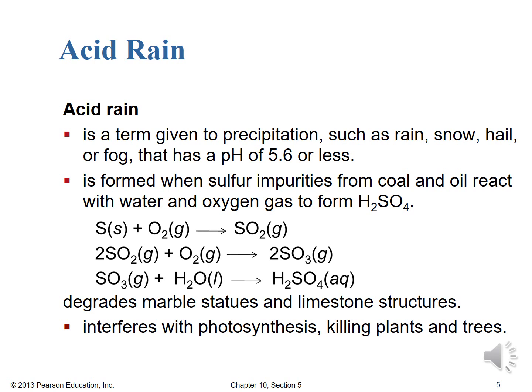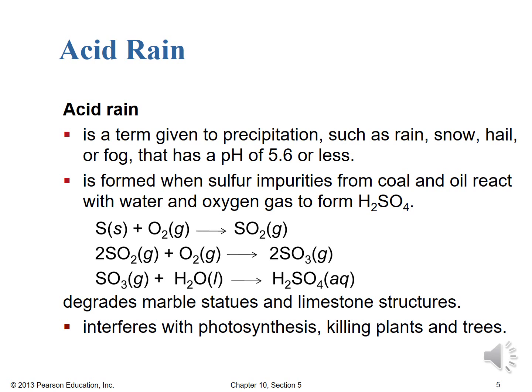Another consequence of acids is our problem with acid rain. If you're not familiar with that phrase, I imagine most people are by now, but if you're not, it's a term given to precipitation, so that could be rain, snow, hail, fog, some sort of moisture from the atmosphere that has a pH of 5.6 or less.